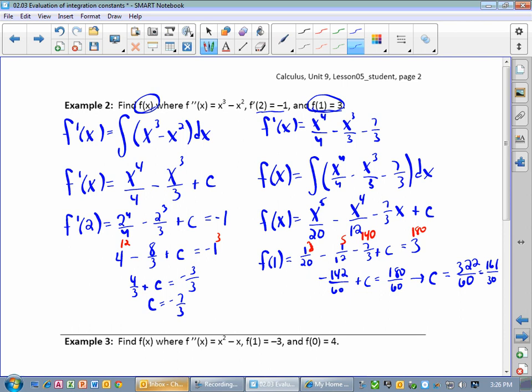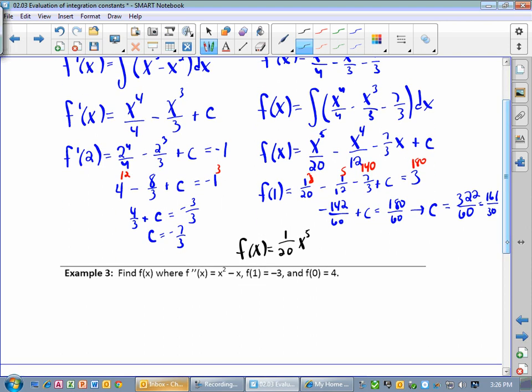So again, we're looking for f of x, right? Not just c. We're actually going to write our whole function. So now that we found that c, we can write our whole function. So f of x is equal to, now remember, x to the fifth over 20 can also be written as 1/20th x to the fifth. Either way, it doesn't matter how you write it. You just need to be able to see them as the same thing. So minus x to the fourth over 12 minus 7/3 x plus 161 over 30.